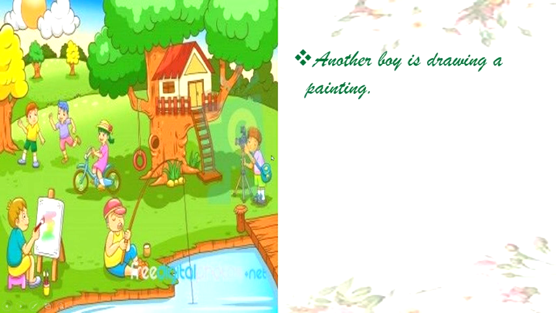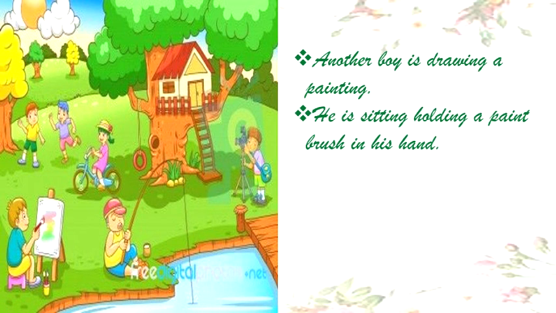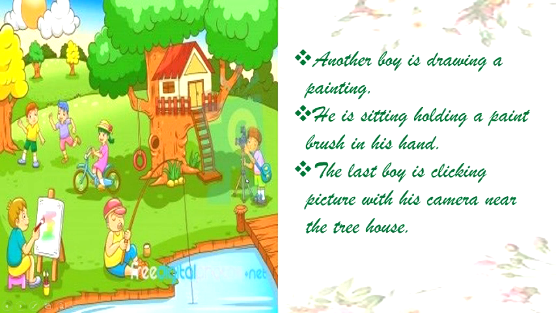Another boy is drawing a painting. So we can see, yes, that on a side another boy is there, he is drawing a painting. We can further describe him. He is sitting holding a paintbrush in his hand. Okay? And there is no such rule that how much you want to write about. You can write 1, 2, 3 sentences about every person that you see in the picture. It depends on the word limit that you get. The last boy is clicking a picture with his camera near the tree house.